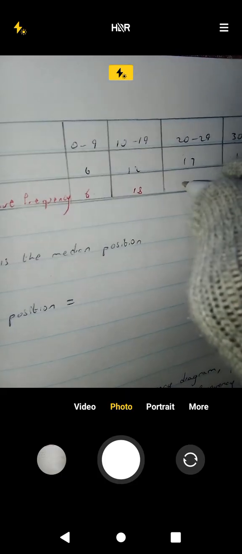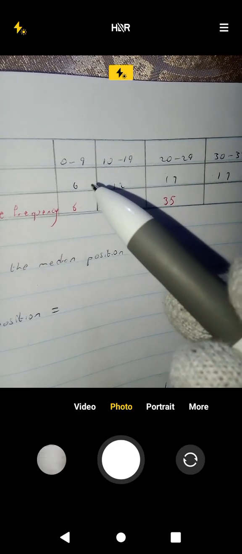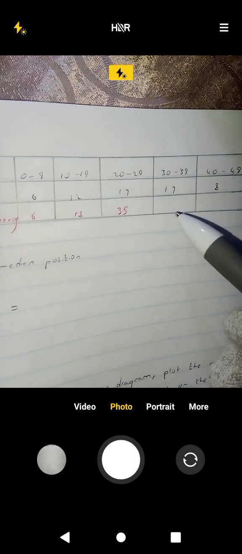That should be about 28. Should be about 35. So just add these numbers. Please fill in the last two, and then we shall continue.